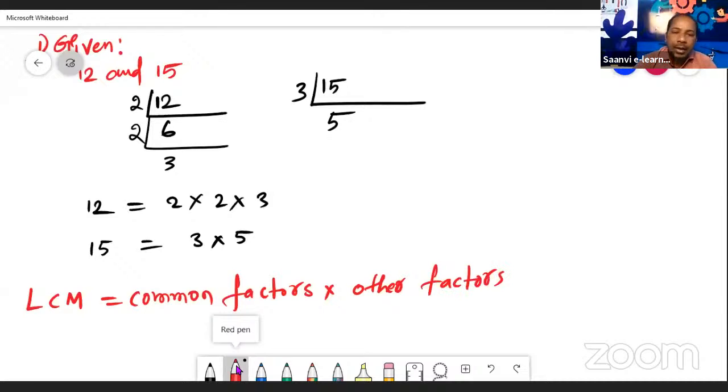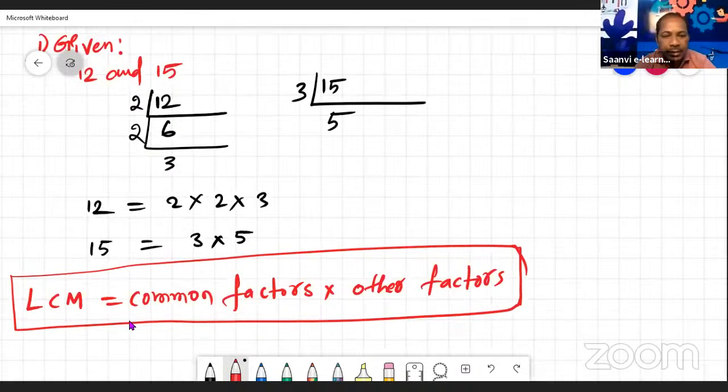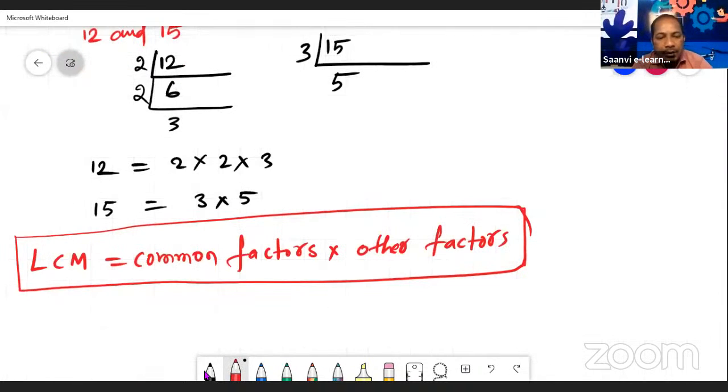LCM formula is common factors into other factors. This formula you have to remember, children, to find LCM by prime factorization method. Okay. So what is the formula? Common factors into other factors. Now identify what are the common factors in 12 and 15.